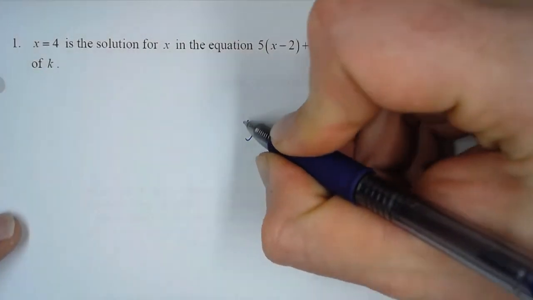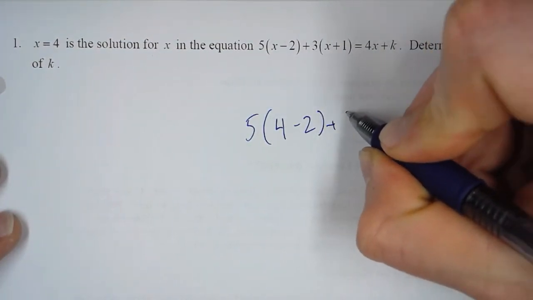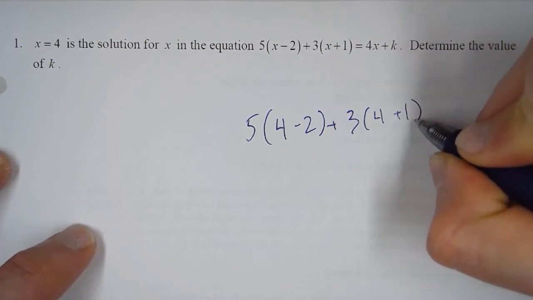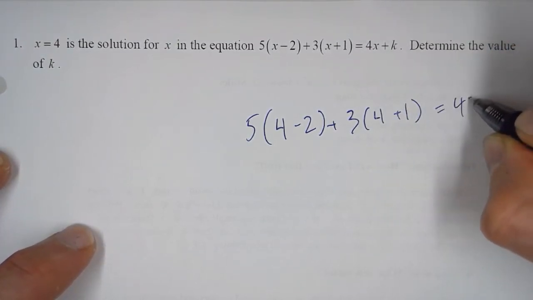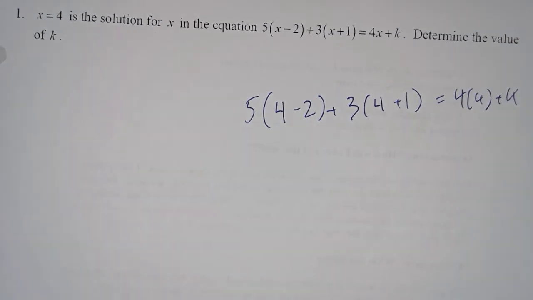So what we can do is we can go ahead and substitute 4 in for x. And we don't even really have to simplify it before we do that substitution. So after we make that substitution, we simplify our numbers.